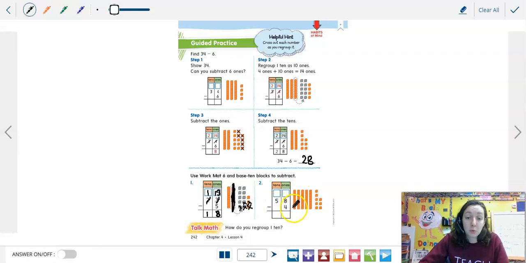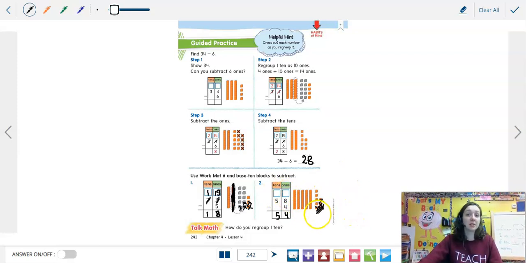58 minus 4. Okay, first step, look at the ones. 8 minus 4. Can I do that? Yeah, I don't have to regroup because I have enough to take away 4. So it becomes 8 minus 4 is 4. 5 minus nothing is 5. Okay, so that one we didn't have to regroup. You could have just taken away the 4. Okay, and then you saw that you had 54 left. So you did not need to regroup for that one, so you did not need to use the boxes.